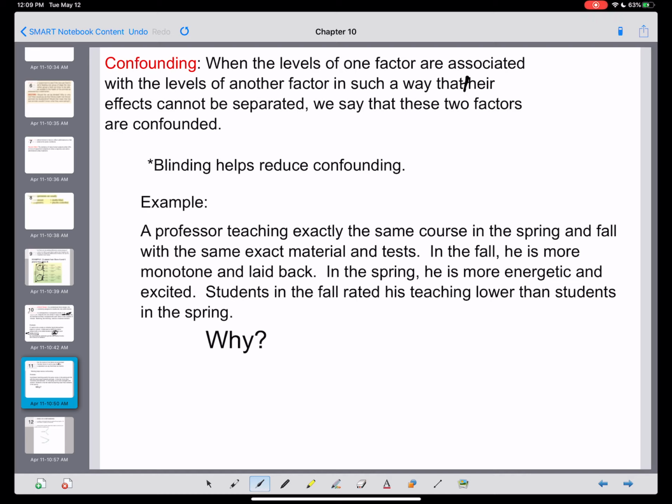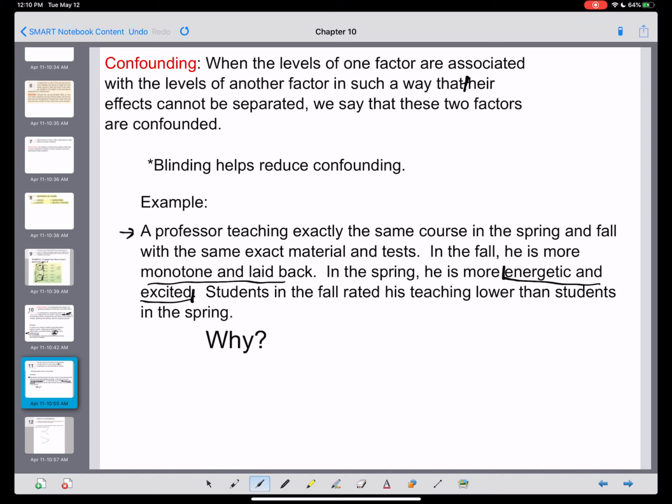Blinding helps reduce confounding. So, for example, a professor teaches exactly the same course in the spring and fall with the same material and the same test. In the fall, he is more monotone and laid back. In the spring, he is more energetic and excited. Students in the fall rated his teaching lower than students in the spring. Why? In the fall he was more monotone and laid back, but in the spring he was more energetic and excited, so he was kind of a more entertaining teacher in the spring. So that's what's confounding.